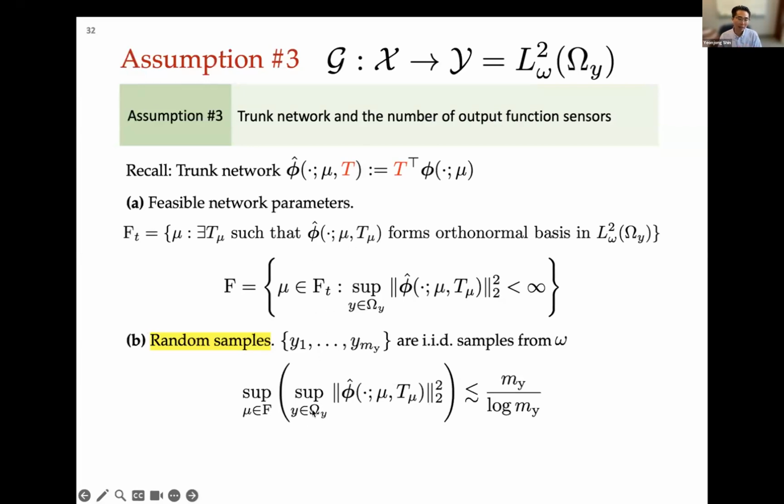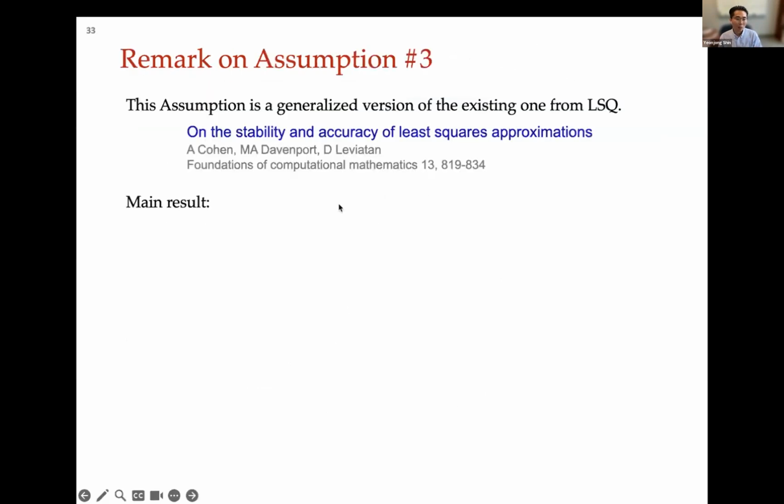And the second assumption is on the random samples and how many samples we need. Our output sensor points are assumed to be IID from the measure that I mentioned earlier. And how many of them are needed has to satisfy this relation. This is the one that I showed you here, with the supremum over the entire function class f under consideration. So these are the two key assumptions.